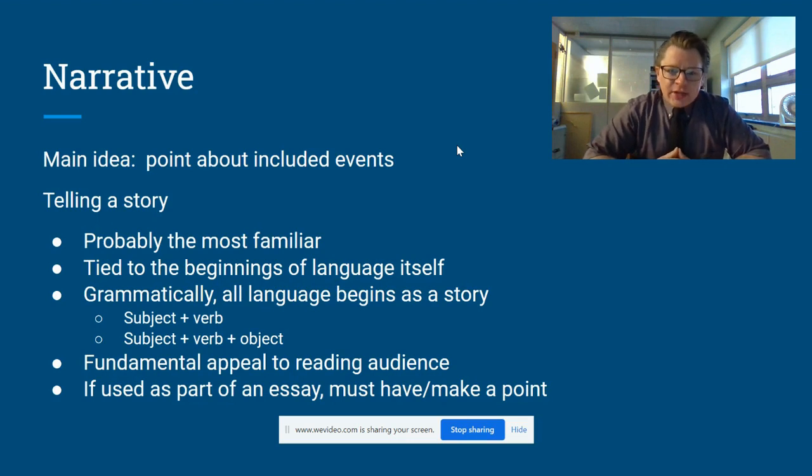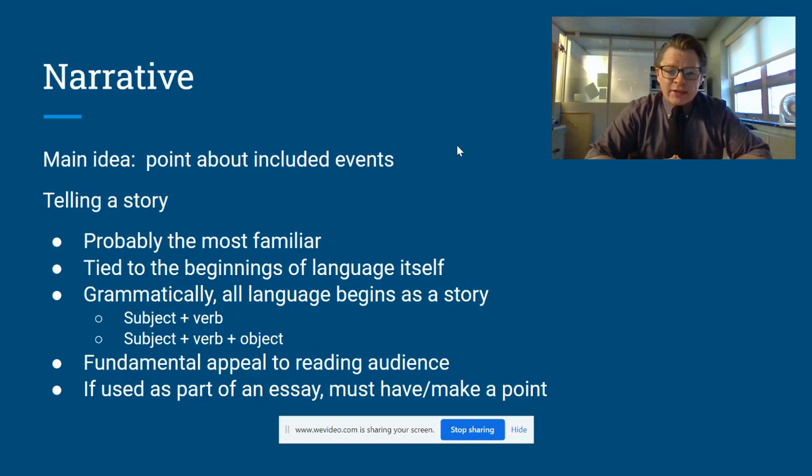If we decide to use narrative, we have to remember that first, the main idea is a point about the events that we include within the narrative. This is telling a story, and it's probably the most familiar. The narrative is tied to the beginnings of language itself. It all comes down to our ability to communicate individual events or certain sets of events to other people and to be able to derive meaning from those sets of events.